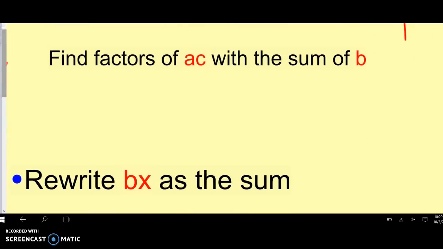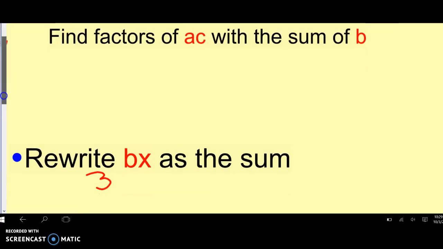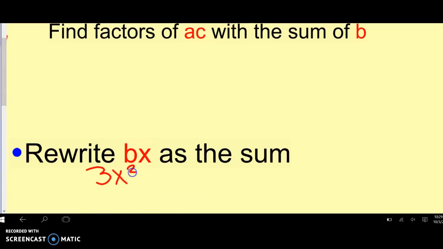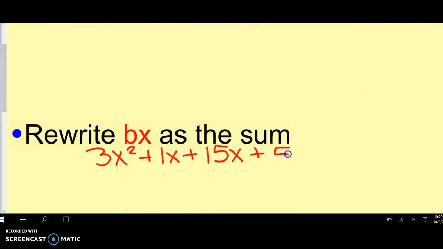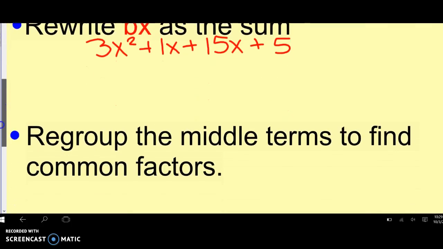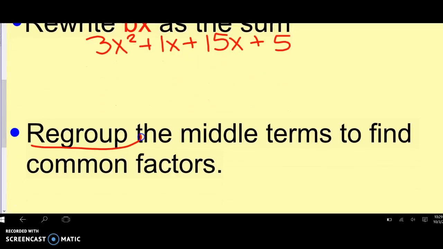So now we know we got to rewrite it. So we're going to write 3x squared plus 1x plus 15x plus 5. So this is exactly the same as what we did before. Now, the only thing we're going to do different now, we're going to keep them all in a line. So you're regrouping. Okay. So what we're going to do, I'm going to separate them out.